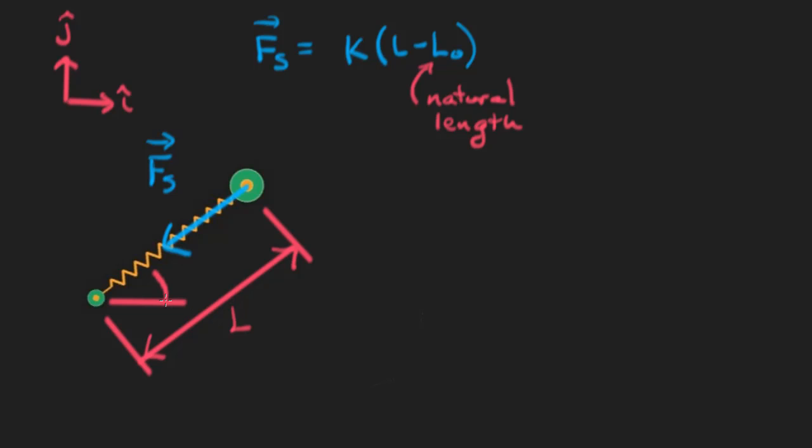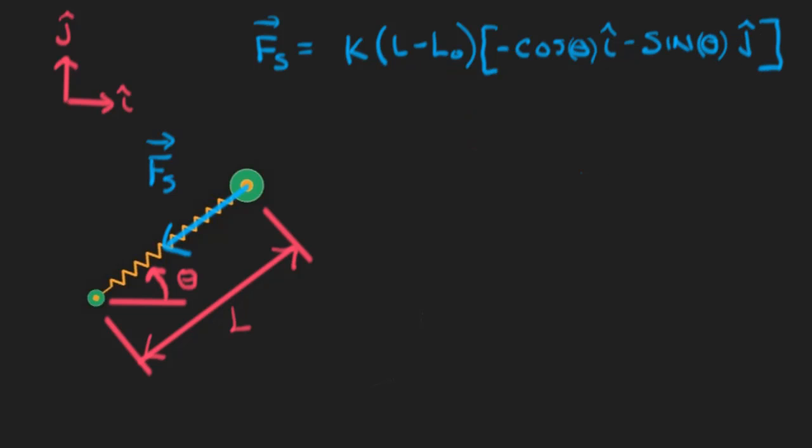Of course, now I have to turn it into a vector. So let me define this angle theta. And the piece in the i hat direction is going to be minus cosine theta. And the piece in the j hat direction is going to be minus sine theta. And there's my force vector. So the next thing we have to do is define the spring potential.